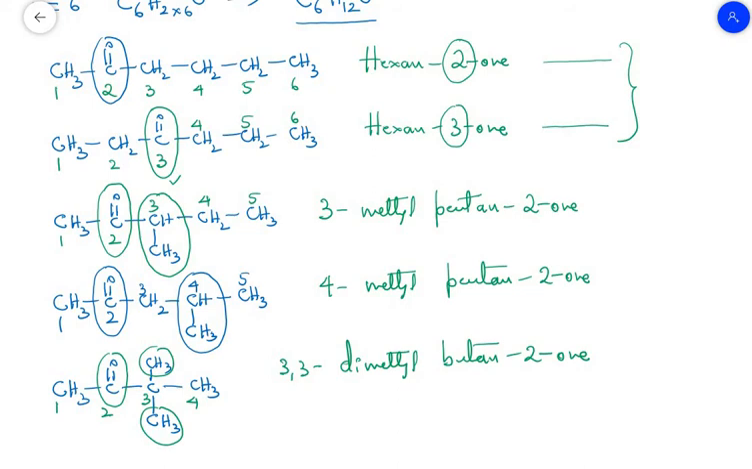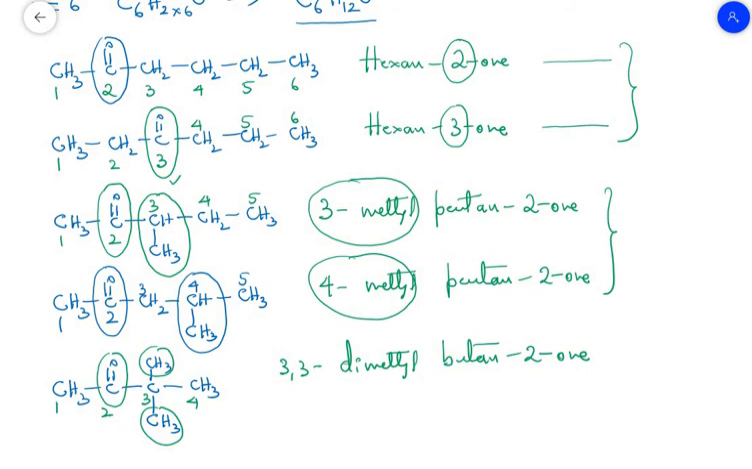And in the next example, 3-methylpentan-2-one and 4-methylpentan-2-one, here also the position of the methyl group is at the third position in one and at the fourth in the other. Again these are positional isomers.